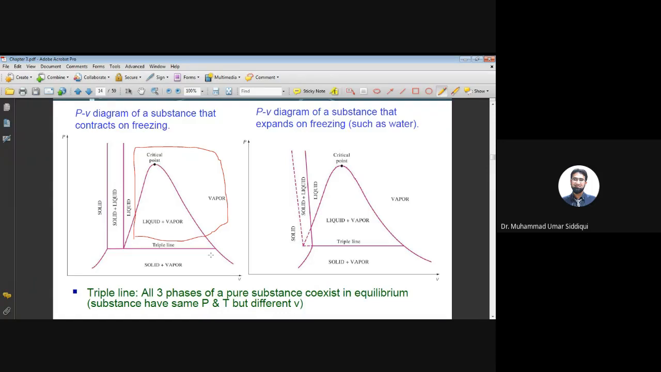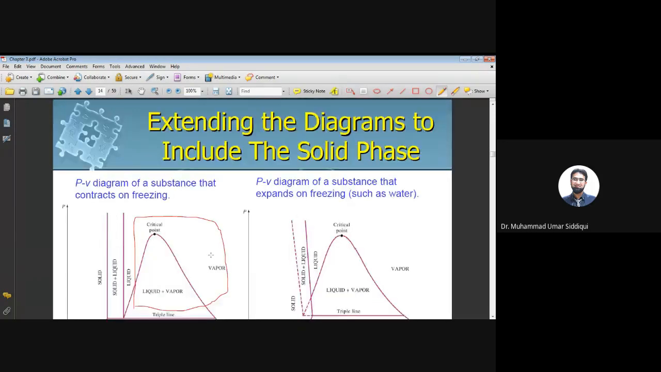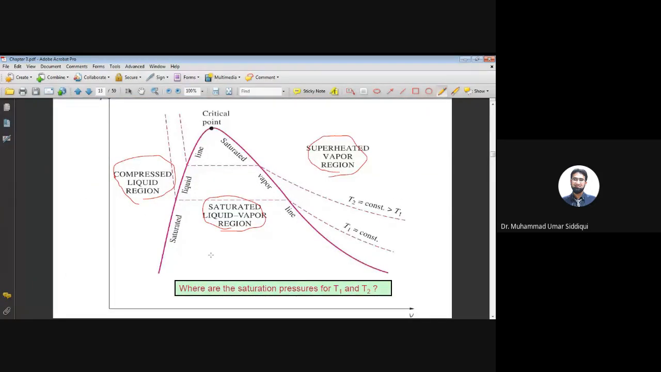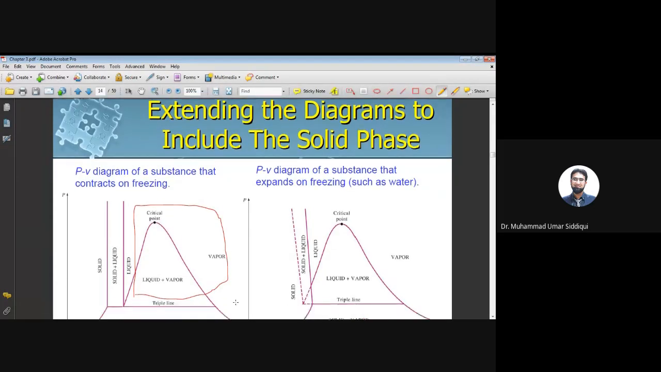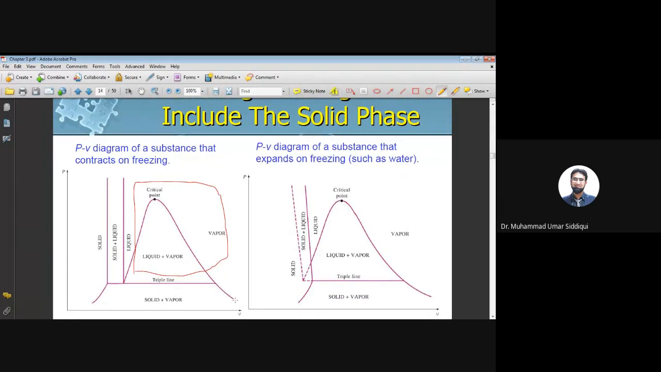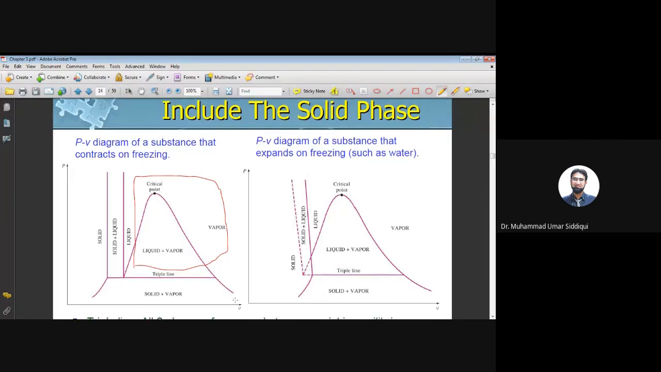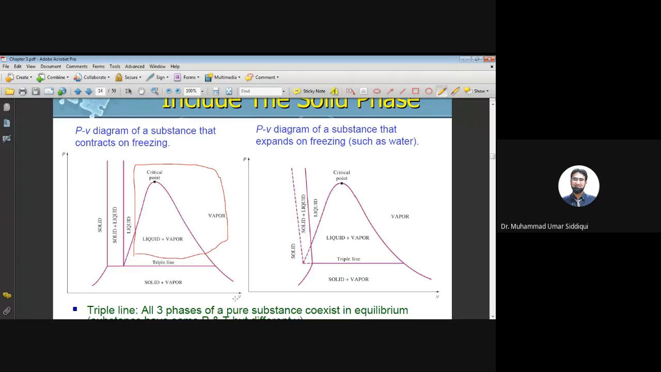For us, the major or important part was only these diagrams, where you have the liquid and the vapor region. So we are not going to deal with the solids too much. In fact, we are not going to deal with the solids at all. But anyways, you need to have an understanding of how the PV diagram would look like if we have an extended version of it for solid, liquid, and gases.